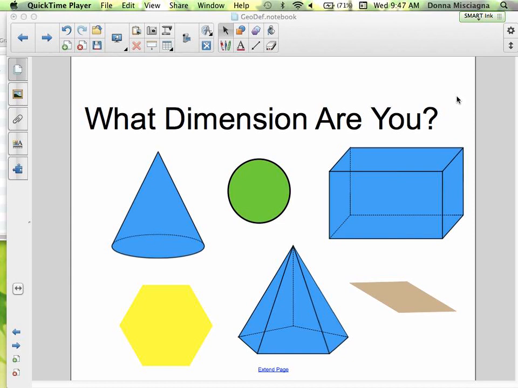It's everyone's favorite game show. What dimension are you? The exciting new game show where you can win fabulous prizes. All right, maybe there's no fabulous prizes, but you can review for a formative and a test and test your knowledge of the dimensions of some geometric figures.